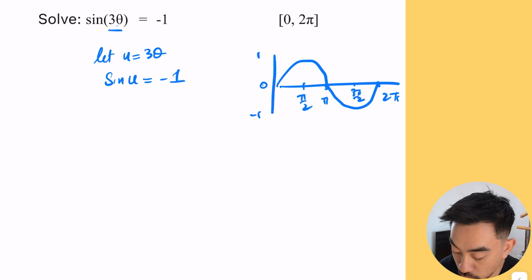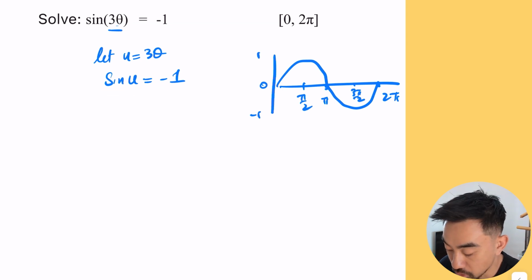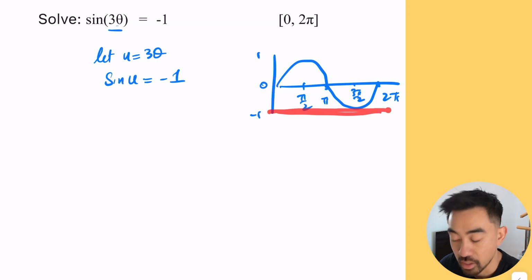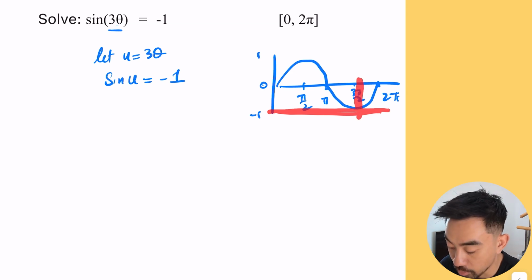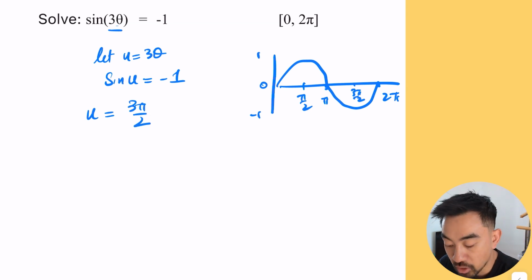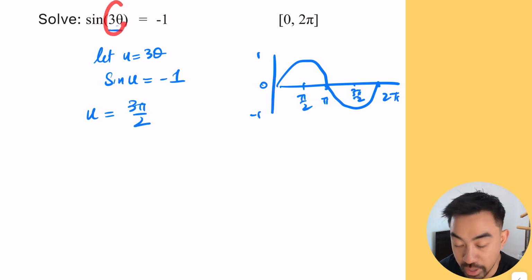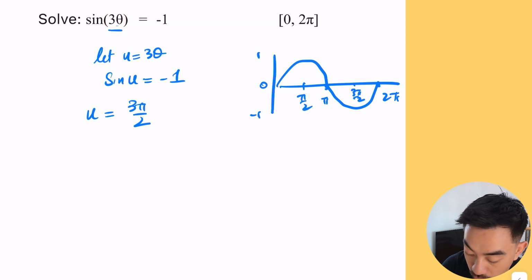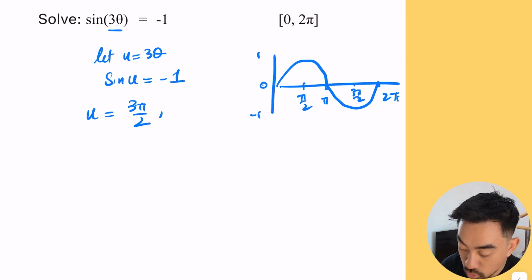Okay, so when is sine u, or when is sine equal to -1? So you can see here, well, that's obviously not to scale, but sine is going to be -1 at this point here, 3 pi on 2. So u is equal to 3 pi on 2. But because we're going around the circle 3 times, we need to add 2 pi twice. So going up from this, 2 pi plus 3 pi on 2.